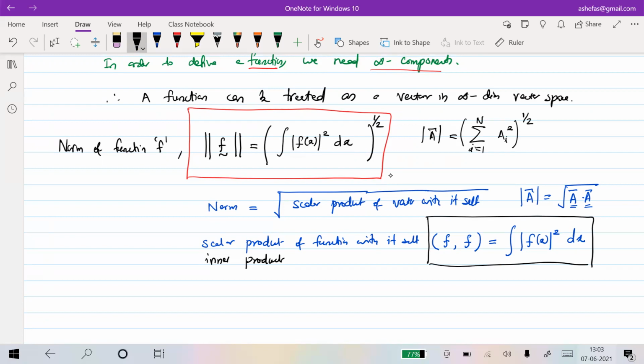And the quantity inside the square root is the scalar product of the function with itself, denoted by the symbol f comma f, and it is known as the scalar product or the inner product. So why do we require mod square? Because this is connected to the square of the norm, so it must be a positive quantity. It is an extension of the length of the vector, which is always positive.